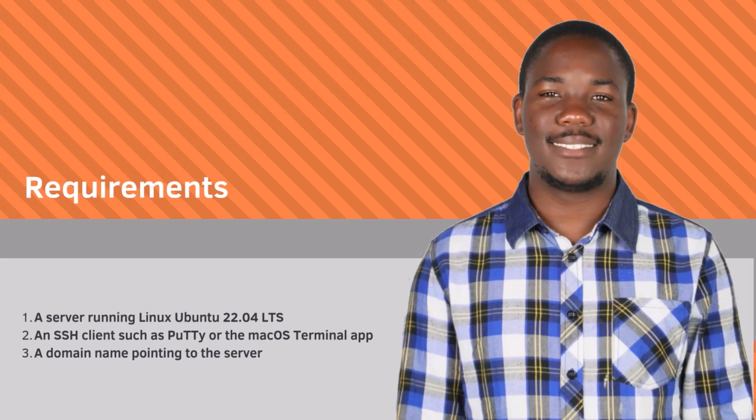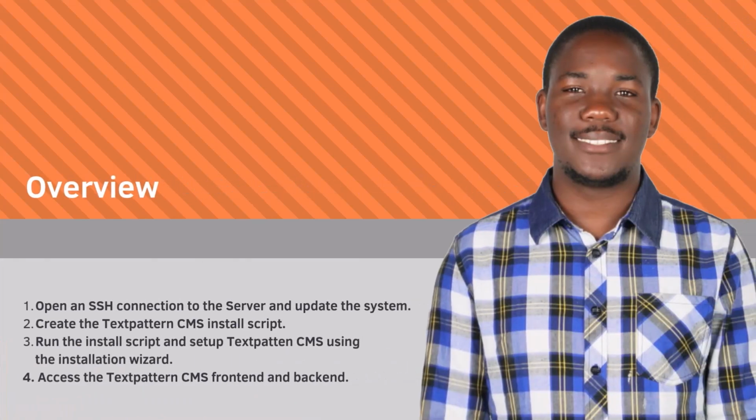Let's take a look at an overview of the steps covered in this guide. First, I'm going to show you how to open an SSH connection to the server and update the system repository. Then I'll show you how to create the Textpattern installation script. We'll run the script and set up the CMS using the installation wizard. Then finally, I'll show you how to access the Textpattern front end and back end.